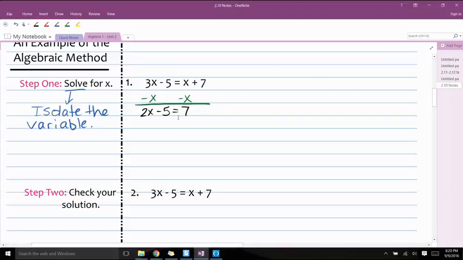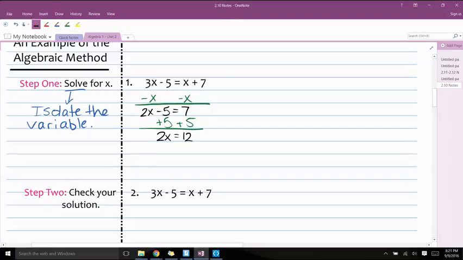Okay, now again, we're trying to get to just x. So next step, let's move that 5. Let's get the variables on one side, the numbers on the other. Well, this is a negative 5. So how do you undo a negative 5? You add 5. So we're going to add 5 to each side, and then we're left with 2x. Negative 5 plus 5 is 0. That goes away. 7 plus 5 is 12.